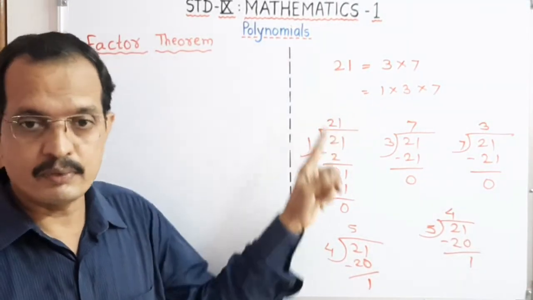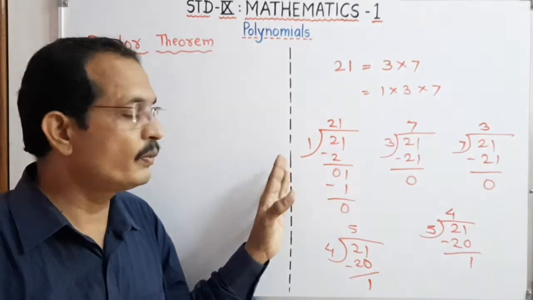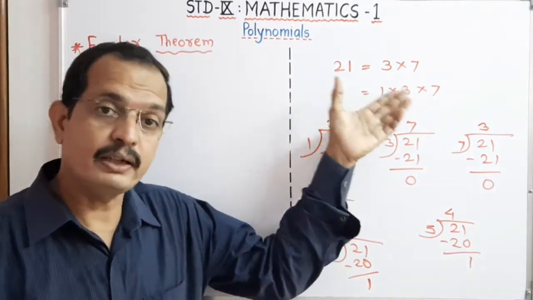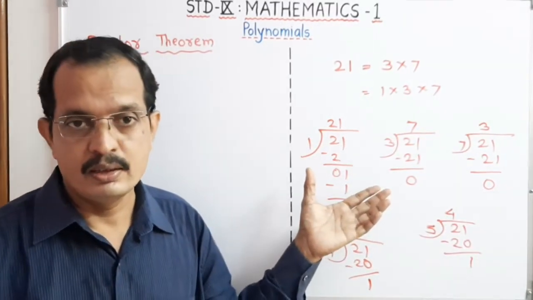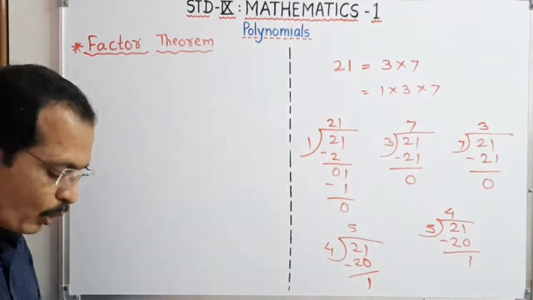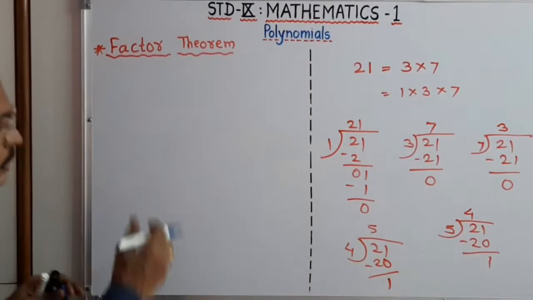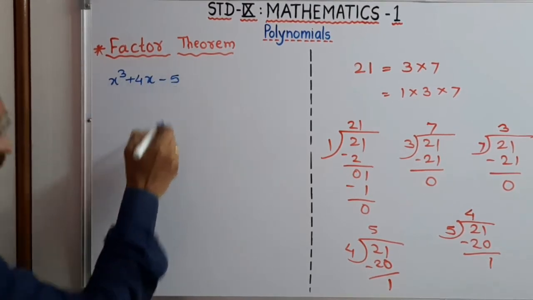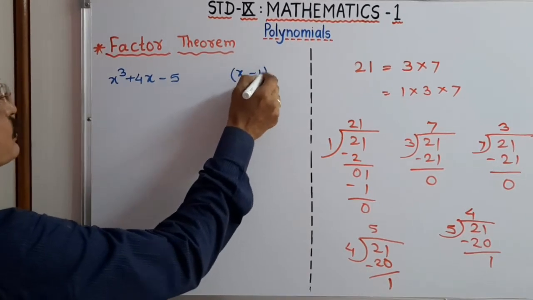Got it? Therefore, dear student, this is very simple. If we divide any number by its factors, then the remainder will be 0. The same thing applies to polynomials. Suppose one polynomial is given. Suppose I write here x cube plus 4x minus 5 and x minus 1.